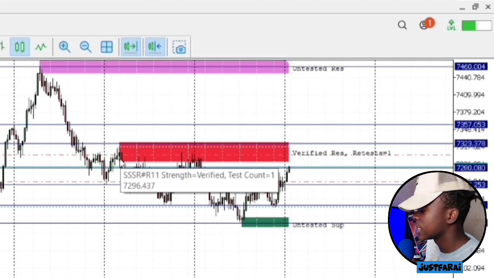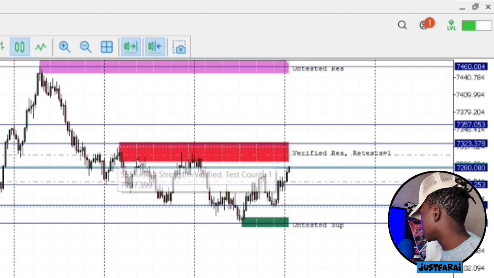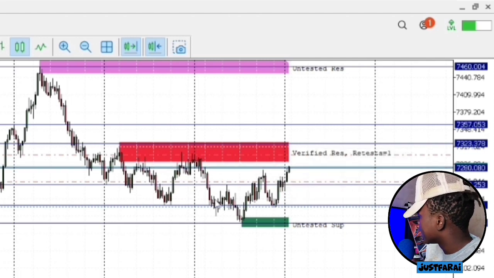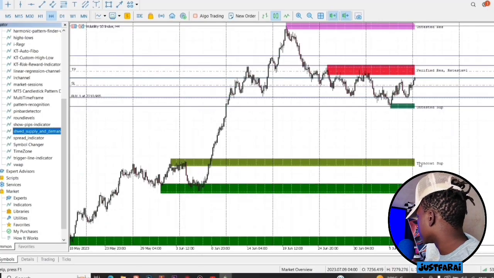A verified resistance has two or more touches, here and here. So this one is a verified resistance. An anti-resistance support is one and the same thing. So we've got this untested support here. An untested support is actually a support that has turned into a resistance.